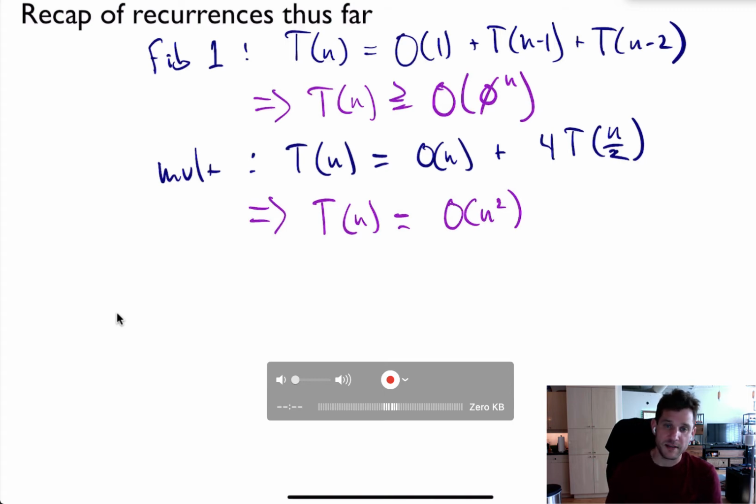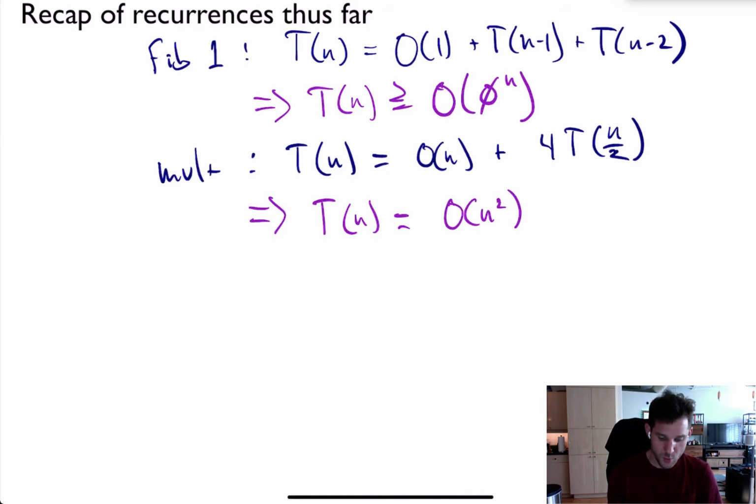The next example is the mult function. We tried to multiply two n-bit integers. We ended up having T(n) equal to O(n) plus 4 T(n/2). That was because our divide and conquer strategy had to multiply all the halves of the numbers together. That required 4 multiplications. And we concluded, although we didn't actually prove why this is true, that this gives a running time on the order of n squared.